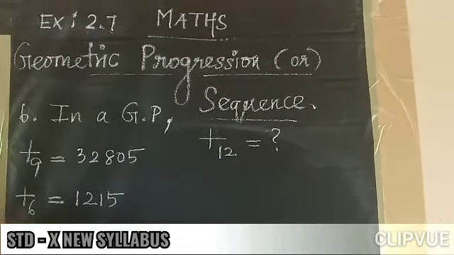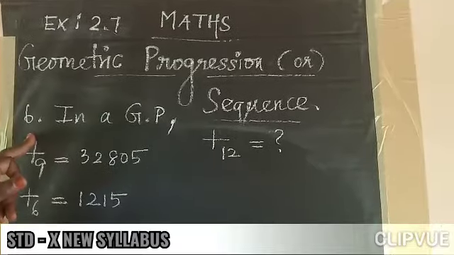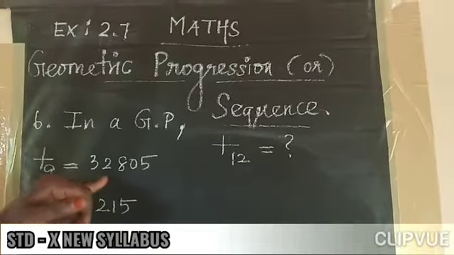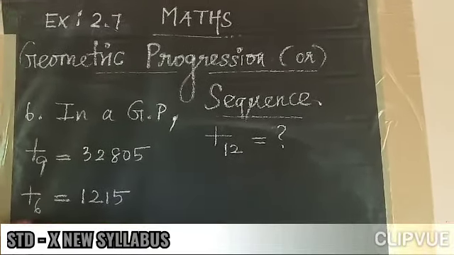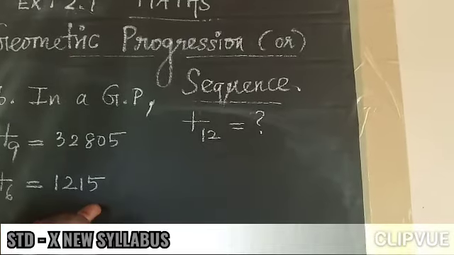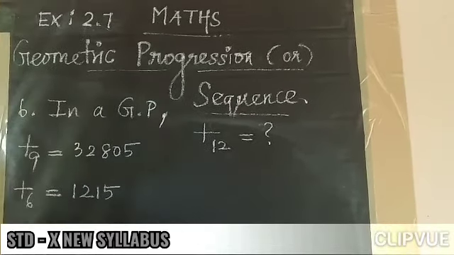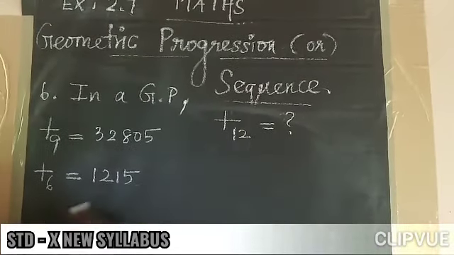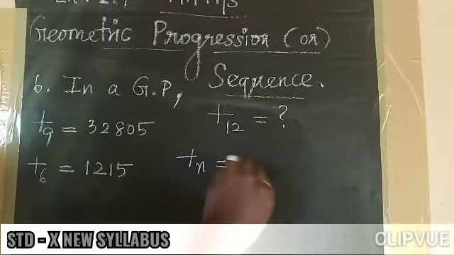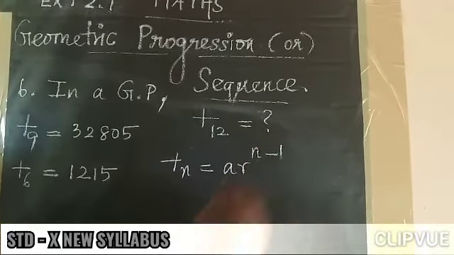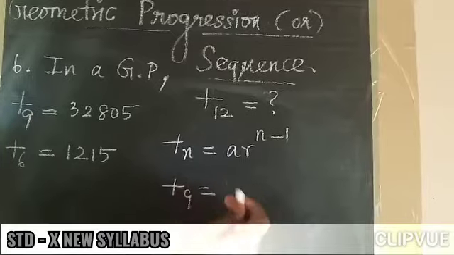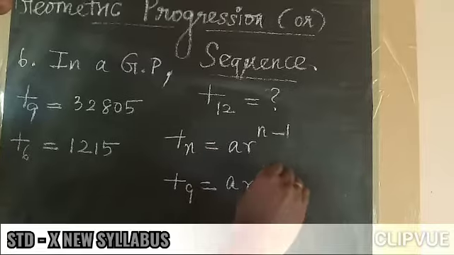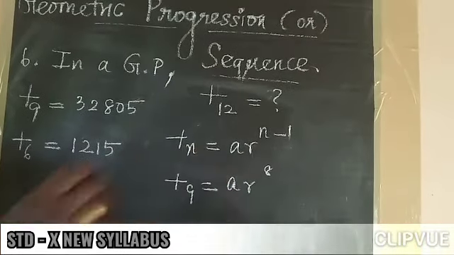Exercise number 2.7, question number 6. Given in a GP, T9 is equal to 32805 and T6 is equal to 1215. Now we are going to find T12. You know that Tn is equal to AR power n minus 1. So T9 can be written as AR power 9 minus 1, which gives AR power 8. And T6 means AR power 5.